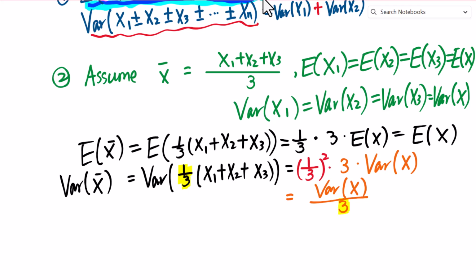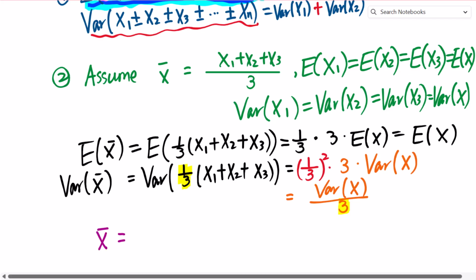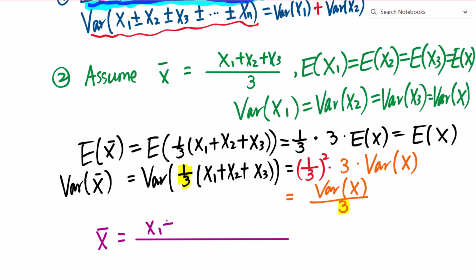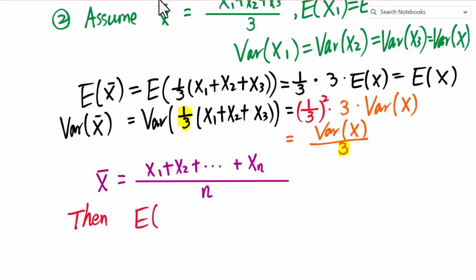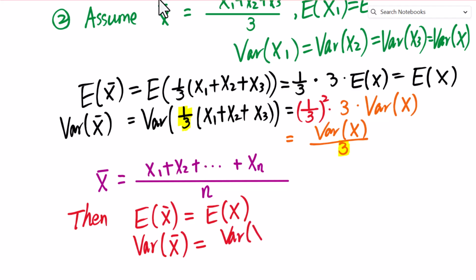Suppose we have X bar equals X1 plus X2 plus X sub n over n. Then E of X bar equals E of X, and variance of X bar equals variance of X over n.